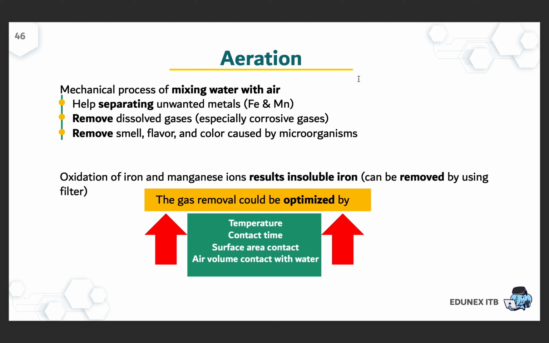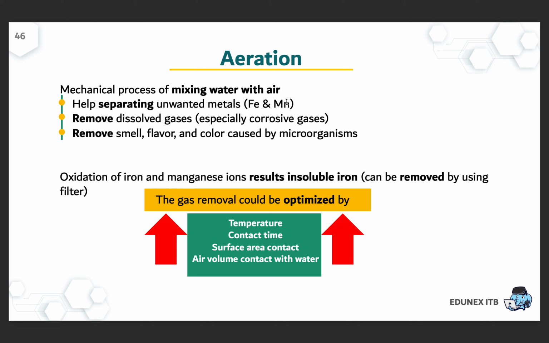Next, we have aeration. Aeration means that we contact the water that we are going to treat with air. Why do we want to make contact between water and air? Because of these three things. The contact of water and air helps separate unwanted metals such as ferrous and manganese.